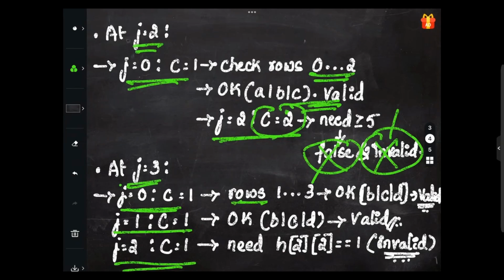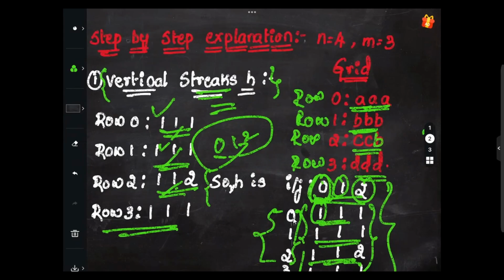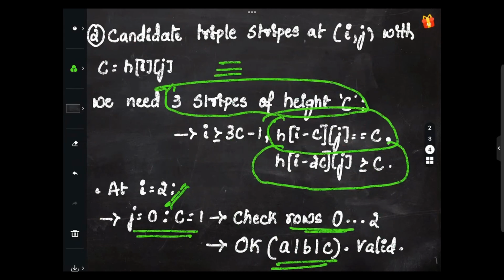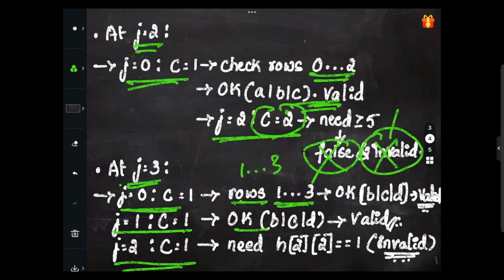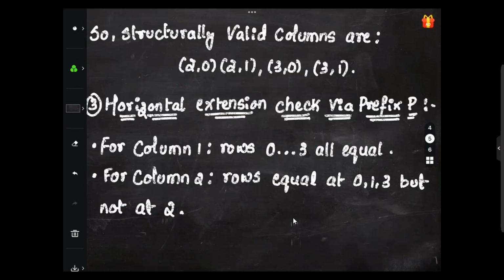So as we are going with j equals 3, we'll be considering rows 1 to 3 basically, right? So don't get confused here, we're going from 1 to 3, right? So this is okay, right? This j equals 1, c equals 1, we have already considered this one, this is valid, so this is again invalid. j equals 2, c equals 1, this is invalid, right? So h of 2, this one, this is equivalent to 1, so this is invalid.